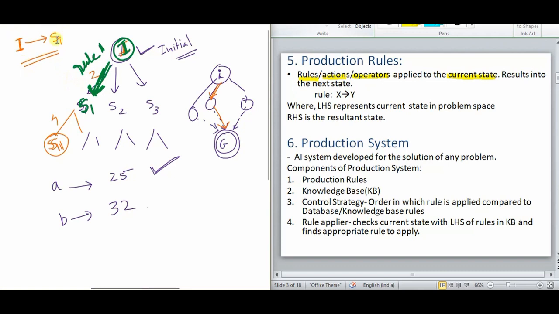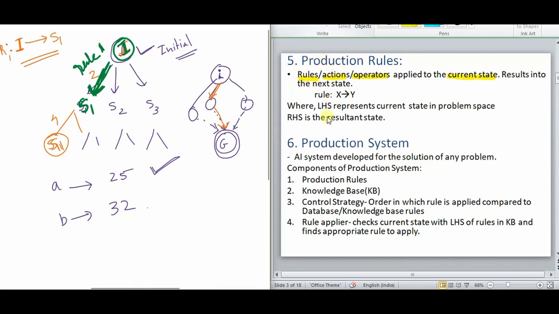You remember in ALC also we had something called productions. So a production rule is nothing but a production. It simply means that from the left hand side state, on applying the rule, what will be the resultant state where you are going to reach. So from I, after applying this particular rule, I move to S1. So I will call this rule R1, rule 1. So this is the rule.